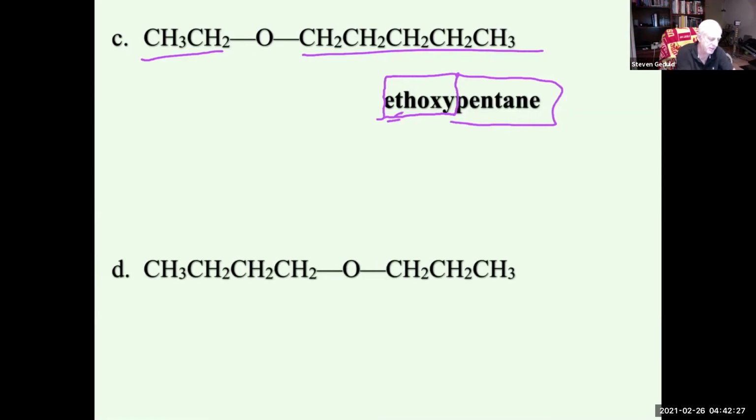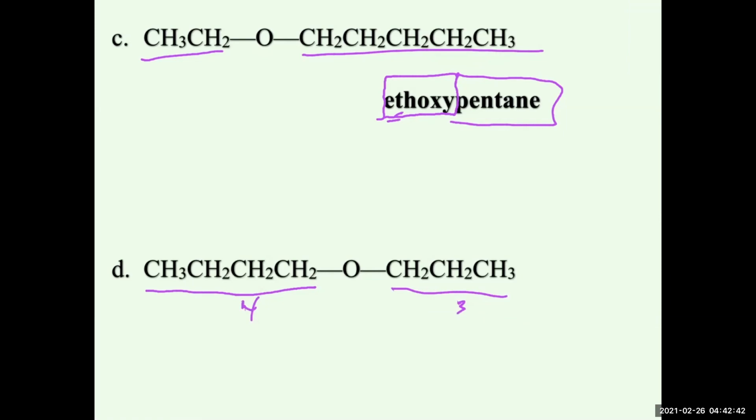Nice. Keep hitting spaces here. All right. So now we've got one side and another side. We have 3 carbons over here. We have 1, 2, 3, 4 carbons over here. So how do we name that one? Propoxy butane. You got it.